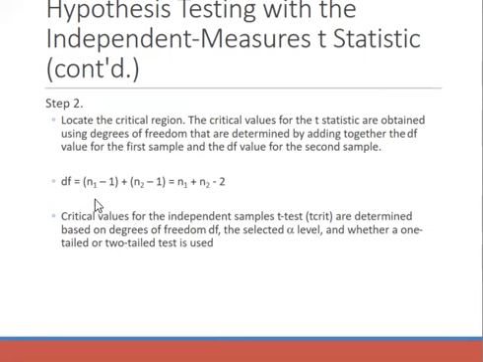So the way we do this is, the degrees of freedom for an independent measures t statistic is n1 minus 1 plus n2 minus 1. So we're taking each of the samples' degrees of freedom and adding them together, or n1 plus n2 minus 2. Okay, so we'll go and look it up in our table and determine, based on the degrees of freedom, select the alpha level, and figure out what our critical value is for the critical region.